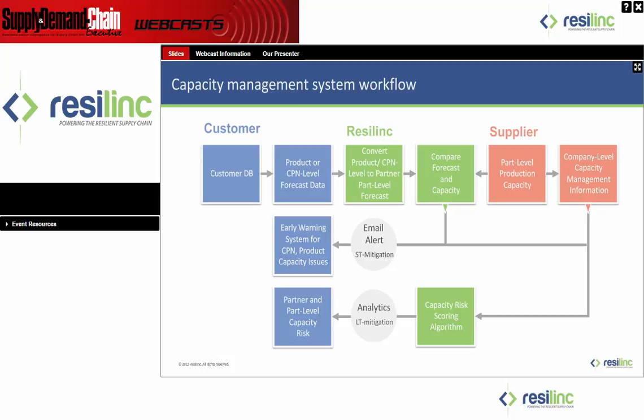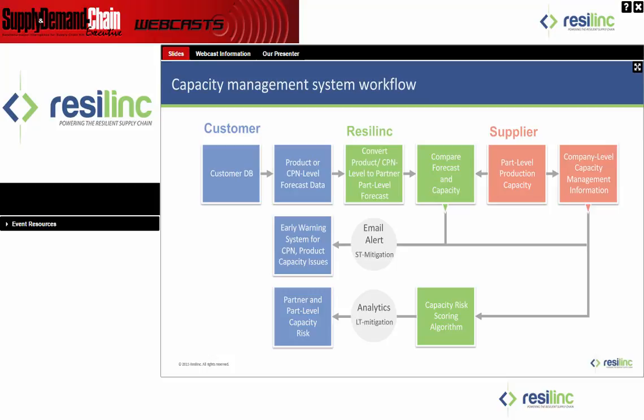Now let's take a deeper look at the system workflow that we employ for capacity management. So we start by collecting some information from you, the customer. That includes your approved vendor list, your manufacturer part numbers, bill of materials, products, and a 52-week forecast at the product level or your internal part number level.